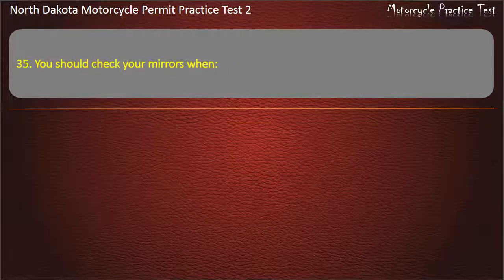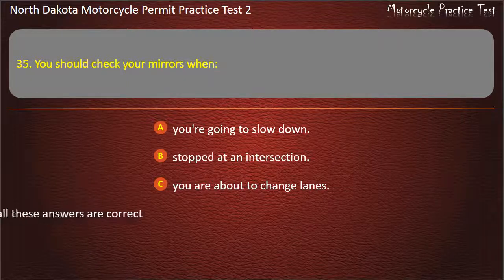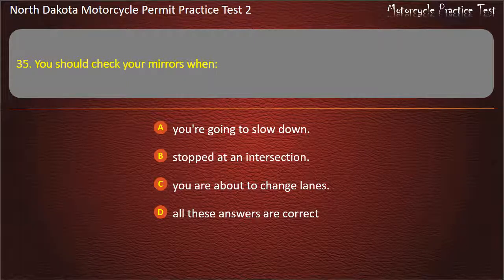Question 35. You should check your mirrors when you're going to slow down, stopped at an intersection, you are about to change lanes, all these answers are correct. Answer: all these answers are correct.